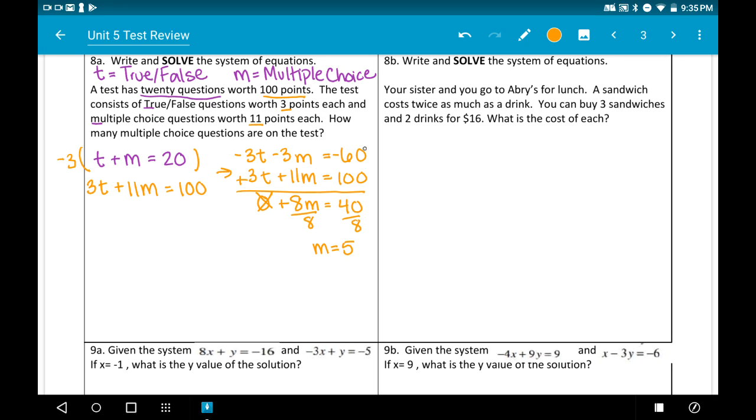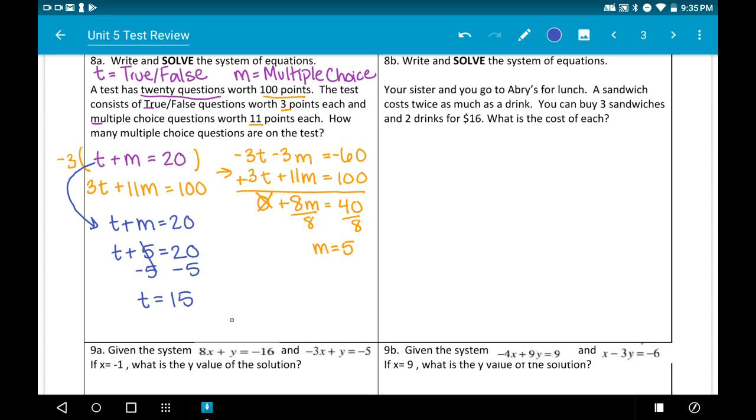That technically answers this question here, but we're going to plug it back in to figure out how many true or false questions there would be on the test. So I can pick any of the equations. I'm going to pick this one before we changed it. So I'm just going to take t plus m equals 20. And again, we know that there's 5 multiple choice questions, so we can replace that m with a 5. So t plus 5 equals 20. And if we subtract 5, so the number of multiple choice, we get that t equals 15, or there are 15 true or false questions.